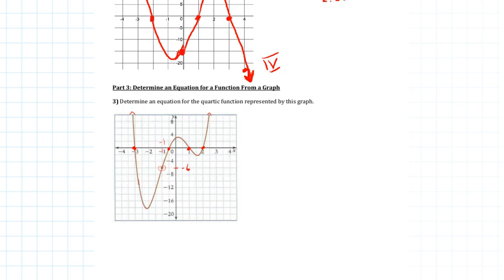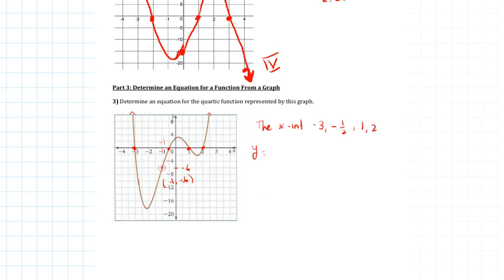So my zeros are negative 3. That looks like a negative 0.5. And so the x-intercepts are negative 3, negative 0.5, 1, and 2. So I have y equals k times (x plus 3).